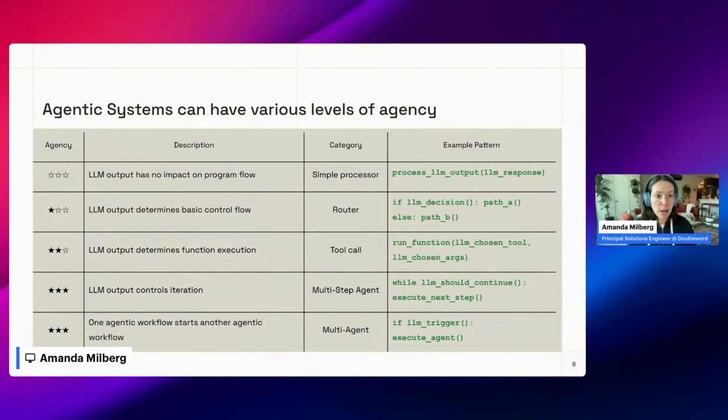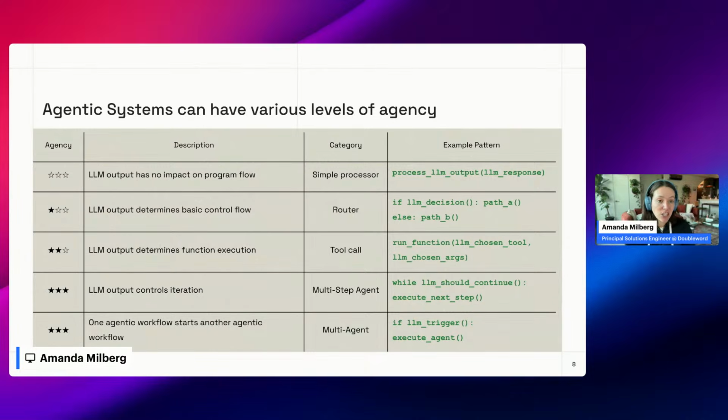So let's go through some of these examples one by one. At the most basic level, systems have no agency. This is usually where many of us start, or where we have projects running in production today. In these systems, the program flow is entirely manual. An LLM has no impact on decision making. For example, we ask an LLM a question, it processes the input, it returns a response, and there's no further action beyond that.